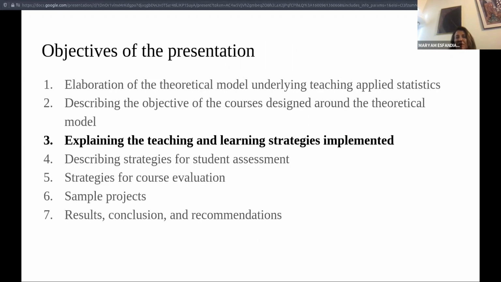Next week, I'm going to be talking about the teaching and learning strategies that have been implemented in these classes. Next slide.